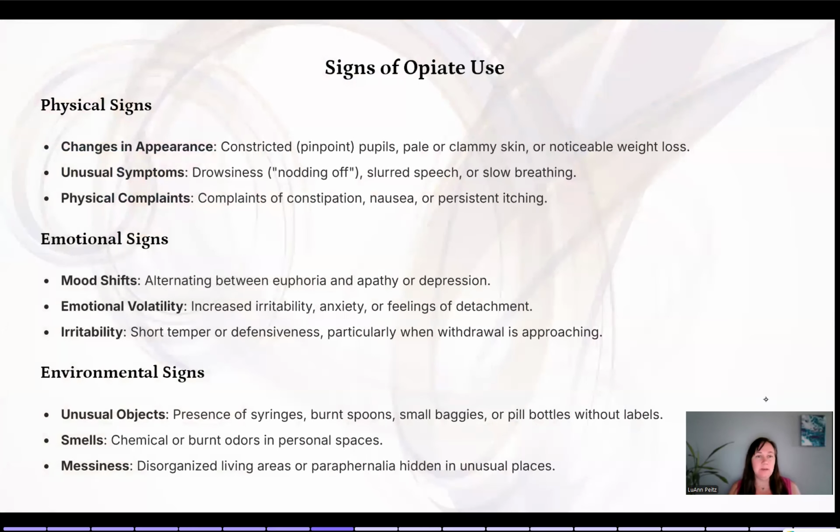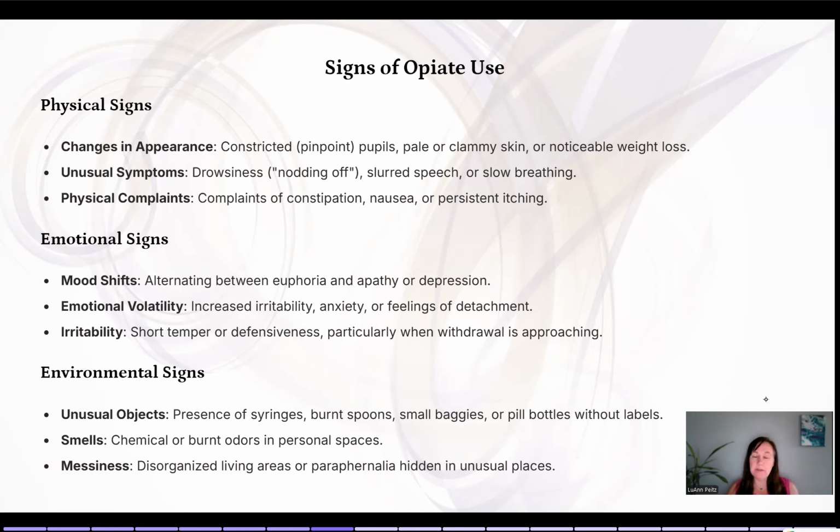Let's talk about opiate use. So, physical signs, changes in appearance, constricted pinpoint pupils. This is a really big sign. Their pupils will get really, really small, pinpoint. Pale or clammy skin or noticeable weight loss.